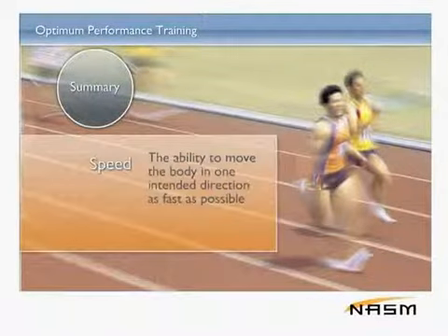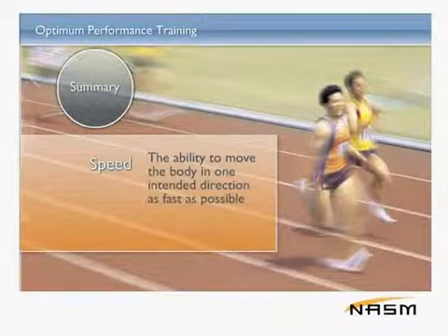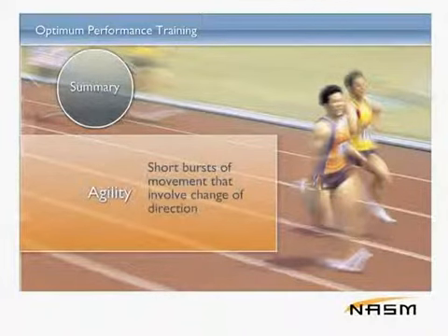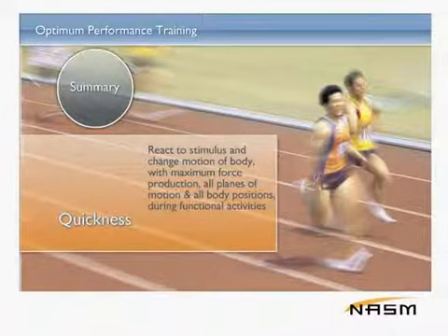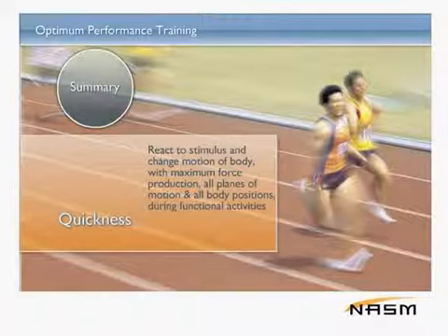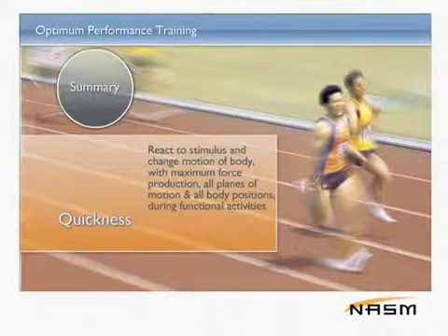Speed is the ability to move the body in one intended direction as fast as possible. Agility refers to short bursts of movement that involve change of direction. Quickness is the ability to react to a stimulus and change the motion of the body with maximum rate of force production in all planes of motion and from all body positions during functional activities.